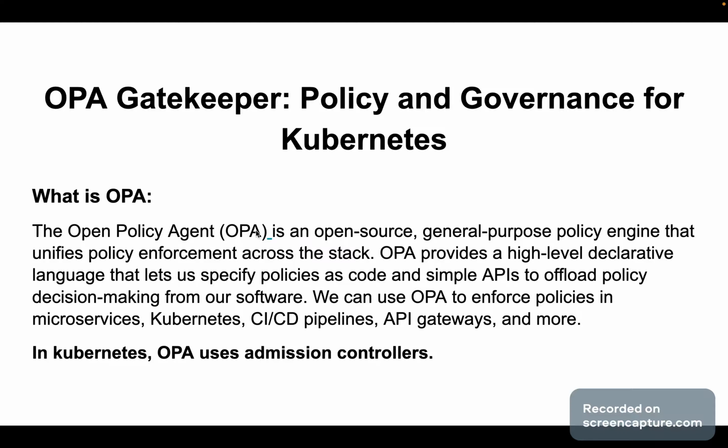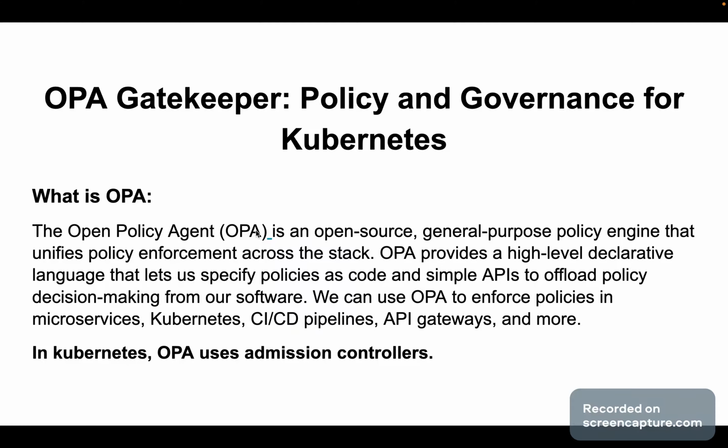OPA stands for Open Policy Agent, and it is an open source general purpose policy engine that unifies policy enforcement across the stack. And in our case, we will be using a Kubernetes cluster. It provides a high level declarative language that lets us specify policies as code and simple APIs to offload policy decision making from our software. And we can use OPA to enforce policies in microservices, Kubernetes, CI/CD pipelines, API gateways, and more.